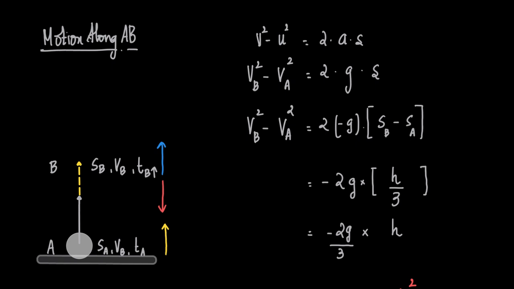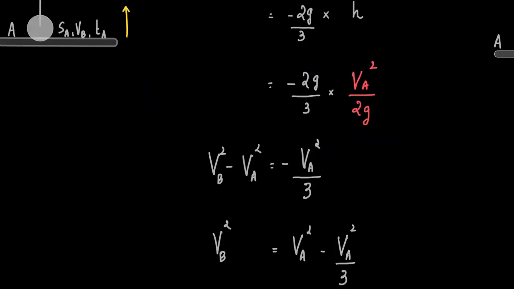What is V? Final velocity, VB. U, initial velocity, VA. A is again minus G. VB squared minus VA squared is 2 into minus G, into S. What is S? S is displacement, which is final position minus initial position, which is SB minus SA. And what is SB minus SA? It is this distance or this height AB, which is h by 3. So we have VB squared minus VA squared is minus 2G into h by 3. But what is h?